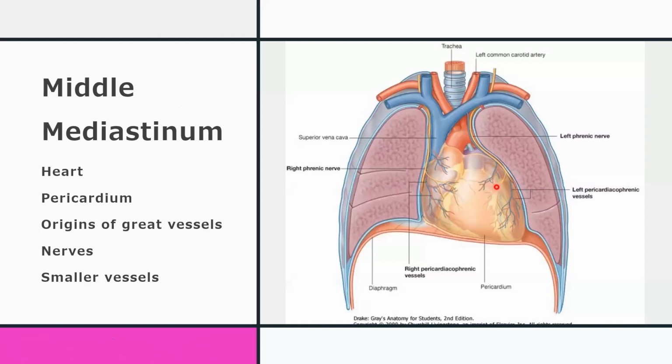First, we will look at the middle mediastinum. It contains the main organ of the mediastinum, which is the heart. You have the heart, its covering the pericardium, and you have the origin of the great vessels, the superior vena cava, the aorta, and the pulmonary arteries. Then you have some nerves, like the phrenic nerve and the vagus nerve. And then you have other small blood vessels, like the coronary arteries and the cardiac veins.